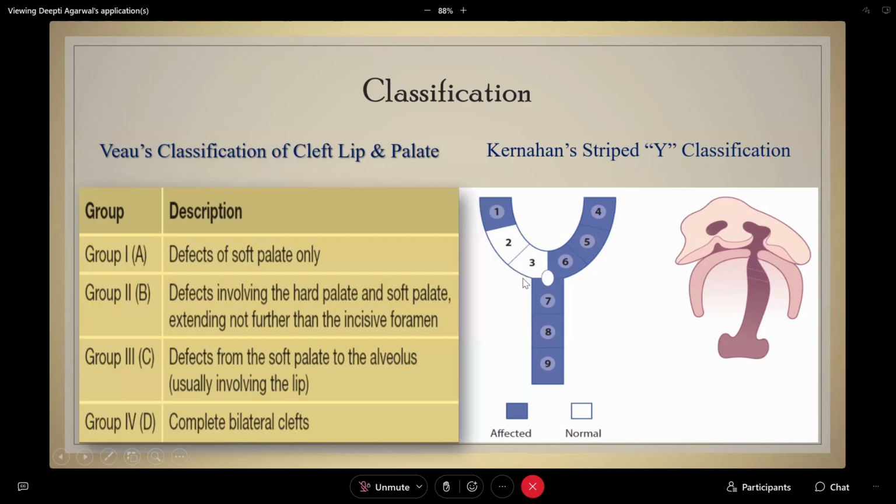So Kernahan and Stark proposed this classification in the 1950s, but in 1971, Kernahan modified this. And there he proposed this system based on intraoral view of the palate, where he proposed this Y diagram marked from 1 to 9, where the involved areas are shaded and marked according to the extent of clefting.